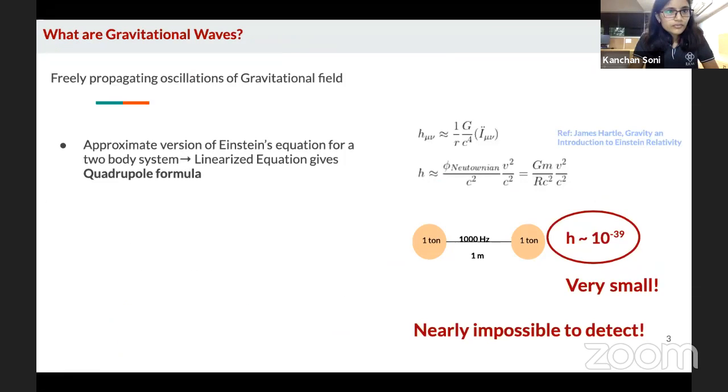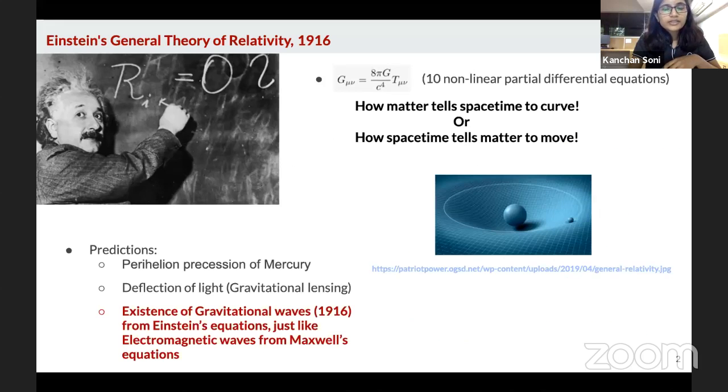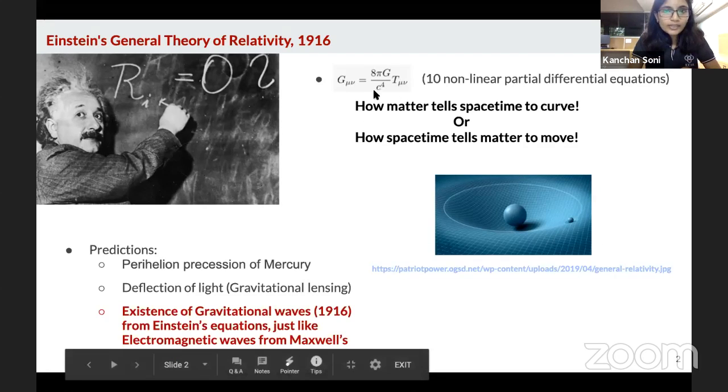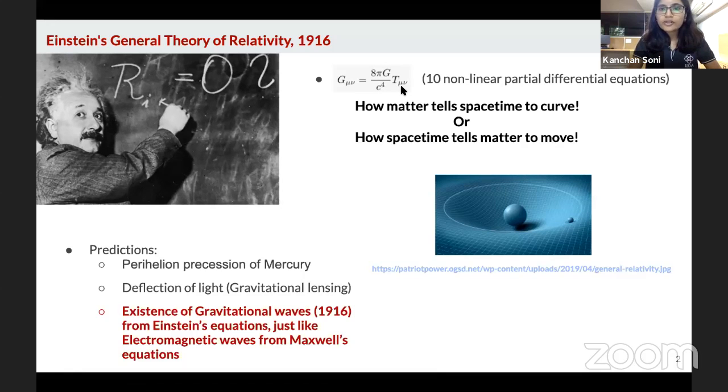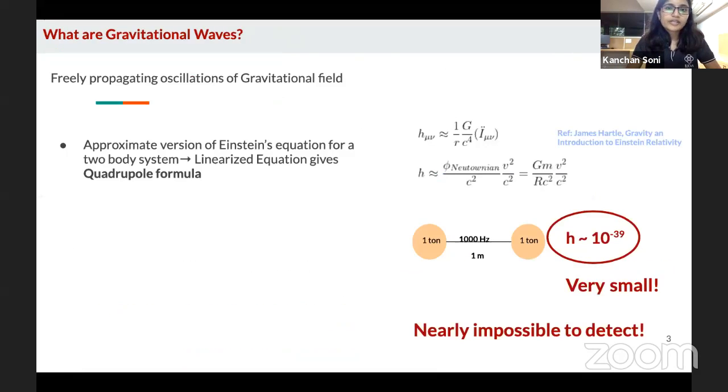So coming to the third slide, what do we understand by gravitational waves? These are basically the freely propagating oscillations of the gravitational field. Now, from the first slide, we saw that if we try to solve this complicated equation, we will end up with lots of equations which are partial derivative and coupled together. So we won't be able to understand how to formulate the wave equations from this set of 10 equations.